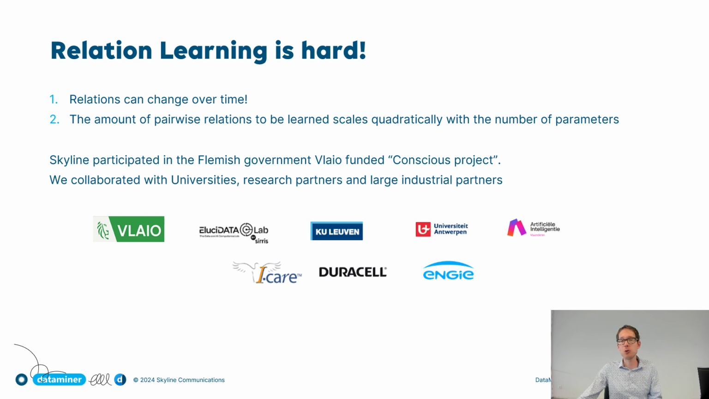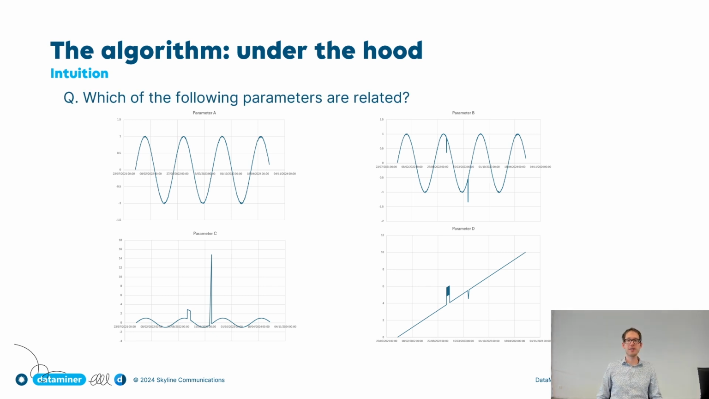Now, in order to simply give you an intuition about how we do relational learning, I'm going to kick you off with a question. The question is this: assume that you see the following 4 parameters. Which of these do you think are related to each other? Yeah, just take a quick look. All right. Before I give you the answer, I'm going to tell you that it's not parameter A and parameter B necessarily. That's what most people will think, and that's what most people would say.